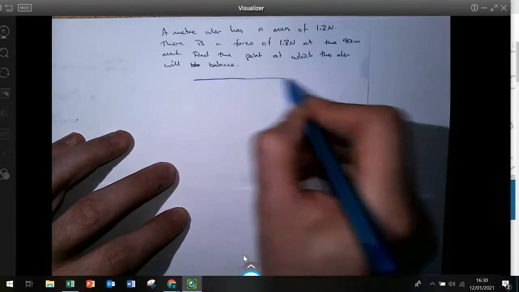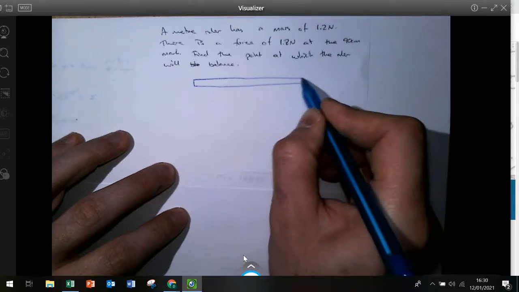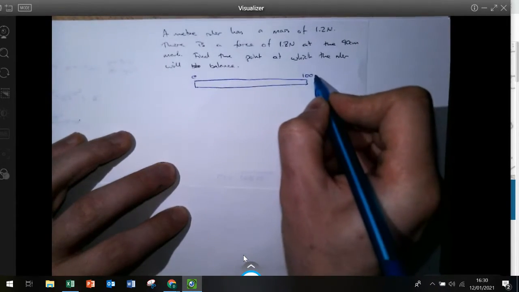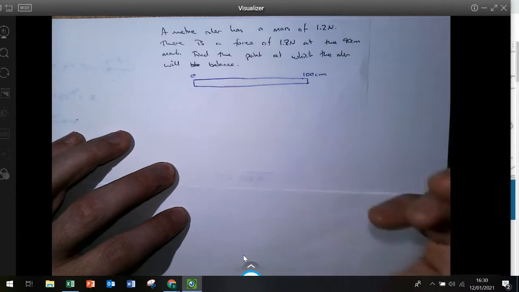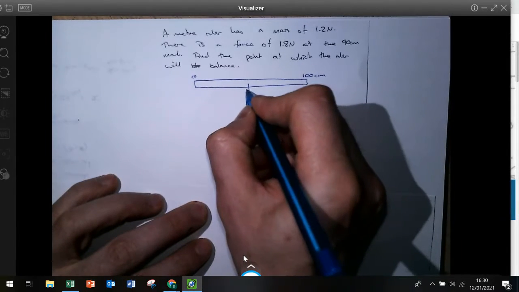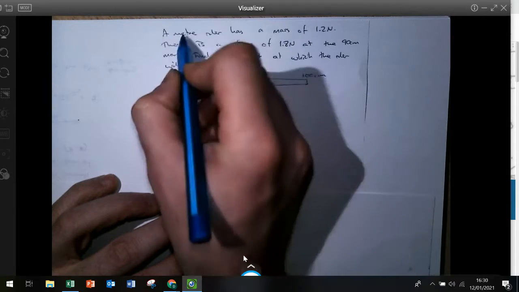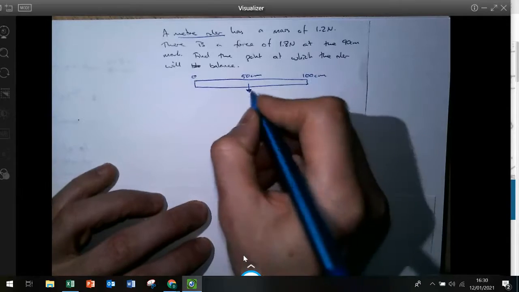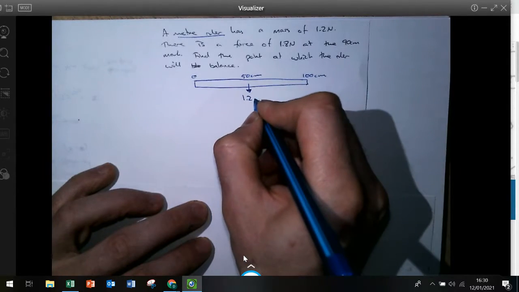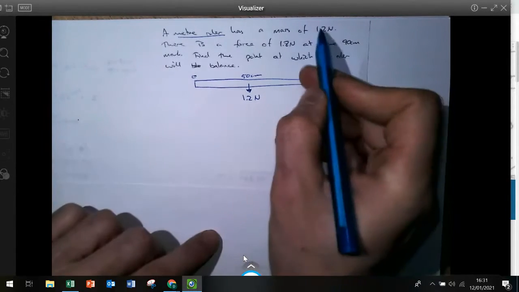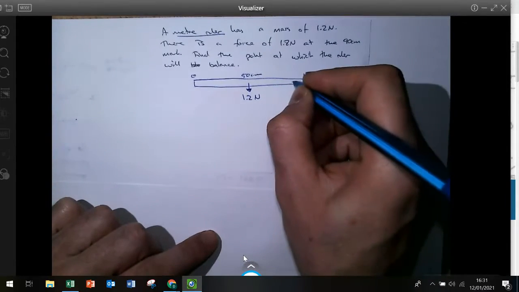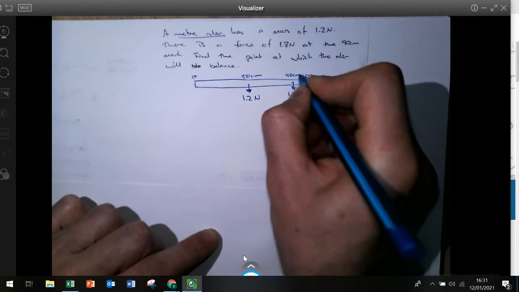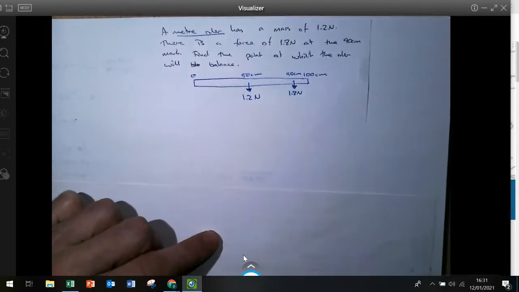As usual, a very sensible first step is to draw a diagram of the situation. So we have a meter ruler, which is obviously 100 centimeters long, or 1.0 meters. It is a uniform distribution of mass because it's a meter ruler, which means at the 50 centimeter mark there will be its center of mass, which is a force of 1.2 newtons. And there is also a force of 1.8 newtons at the 90 centimeter mark. It says find the point at which the ruler will balance.